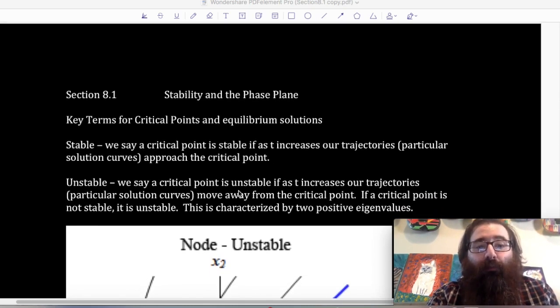Unstable, we say a critical point is unstable if as t increases, our trajectories, or particular solution curves, move away from the critical point. And if a critical point is not stable, it is unstable. So it has to be one or the other.